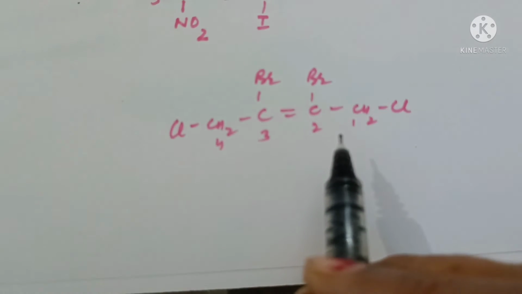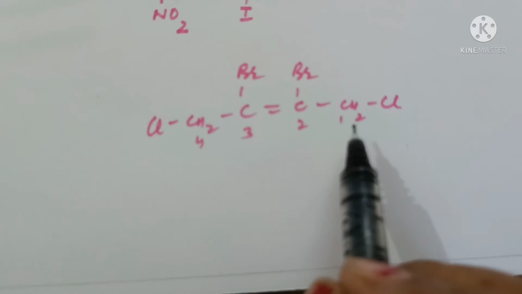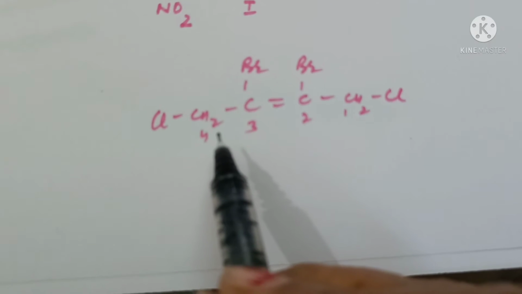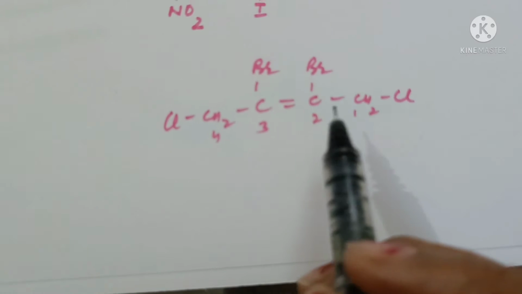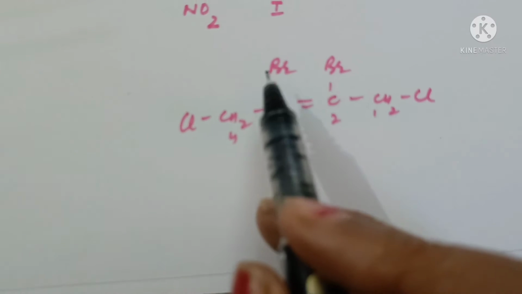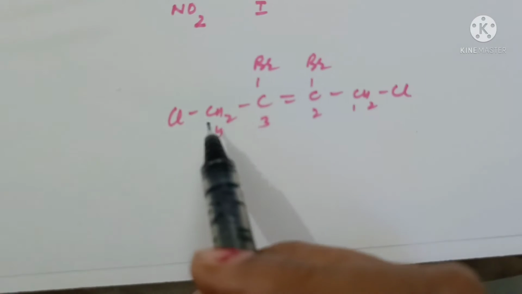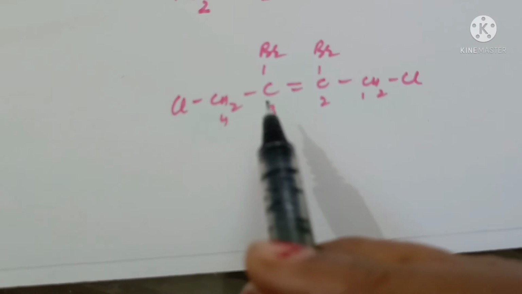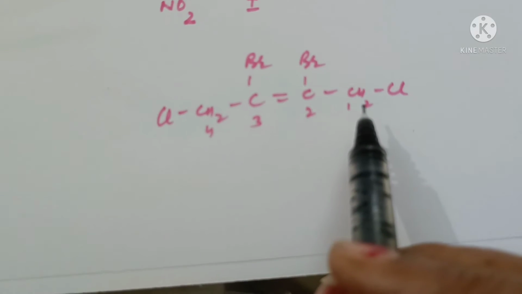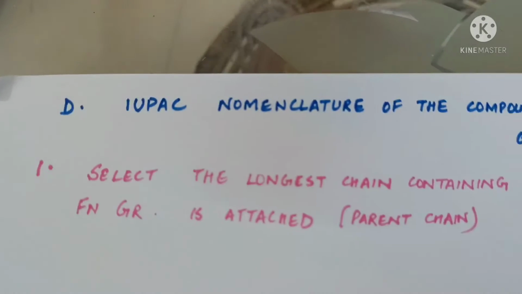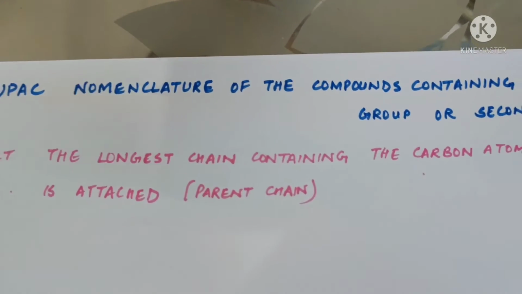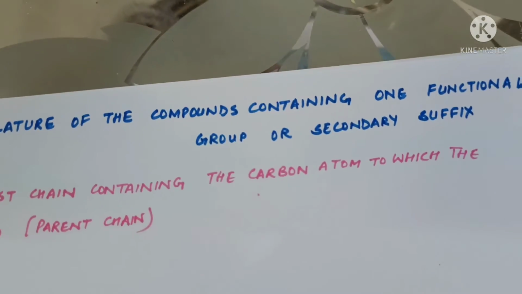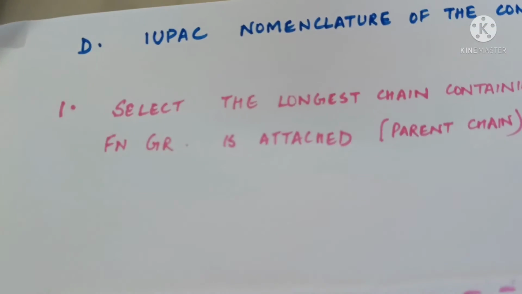Similarly, in this compound, the chain is of 4 carbon atoms. B comes first, so 2,3-dibromo 1,4-dichlorobutane. IUPAC nomenclature of compounds containing one functional group or secondary suffix.